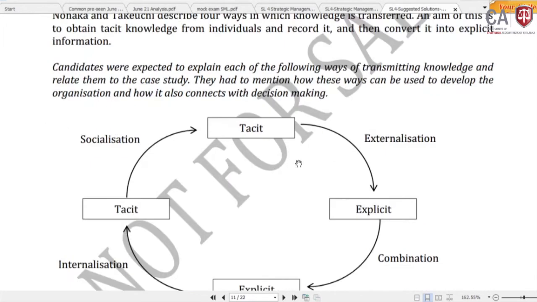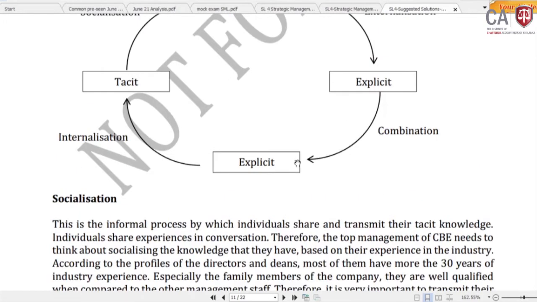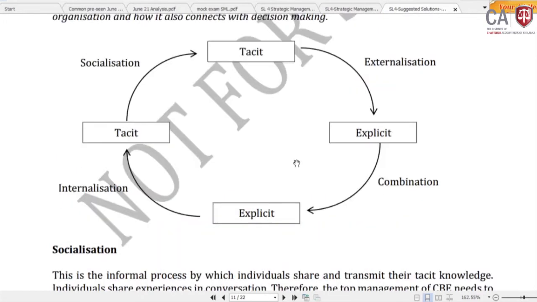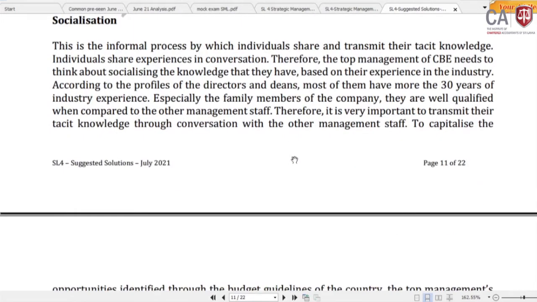So he is talking about the theory, four methods, and then he is going to explain each one. So socialization. Look at socialization. This is the informal process by which individuals share and transmit their tacit knowledge. Individuals share experience in conversations. So that is the theory part.